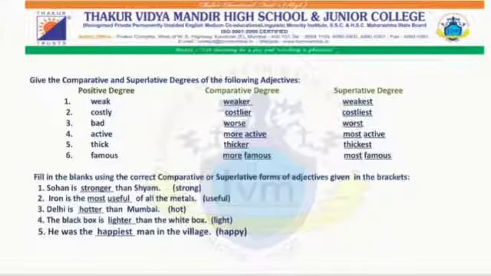Children, let's practice what we have learned. Give the comparative and superlative degree of the following adjectives. First, weak. Weak becomes weaker in comparative degree and weakest in superlative degree. Second, costly. This adjective ends in Y, so we add IER in its comparative degree and we get the word costlier, and we add IEST in its superlative degree and we get the word costliest.